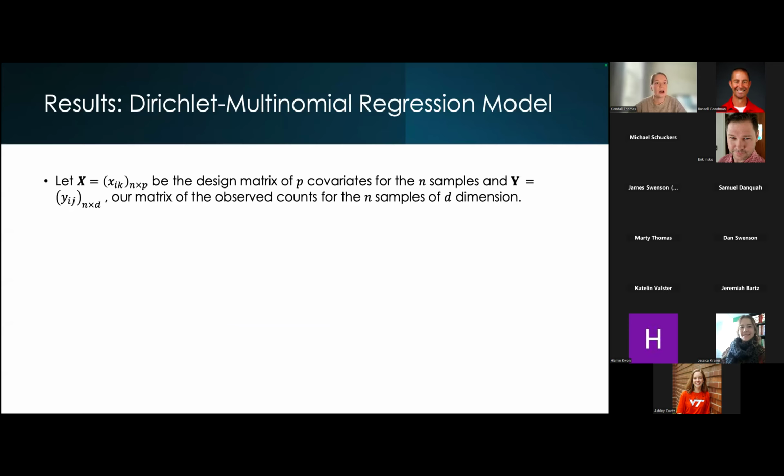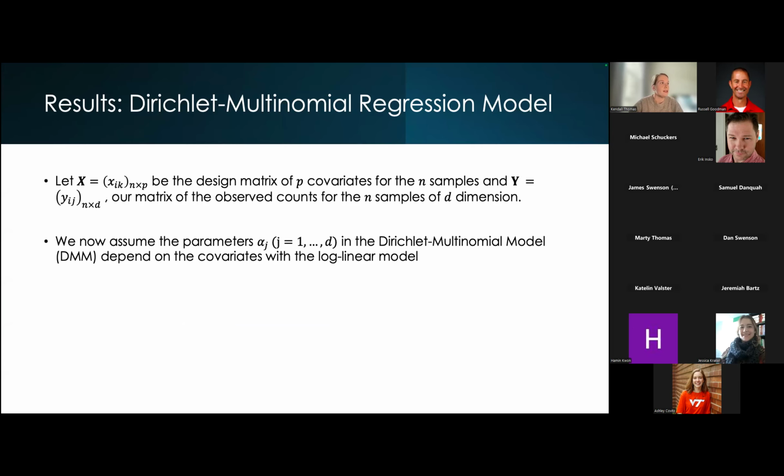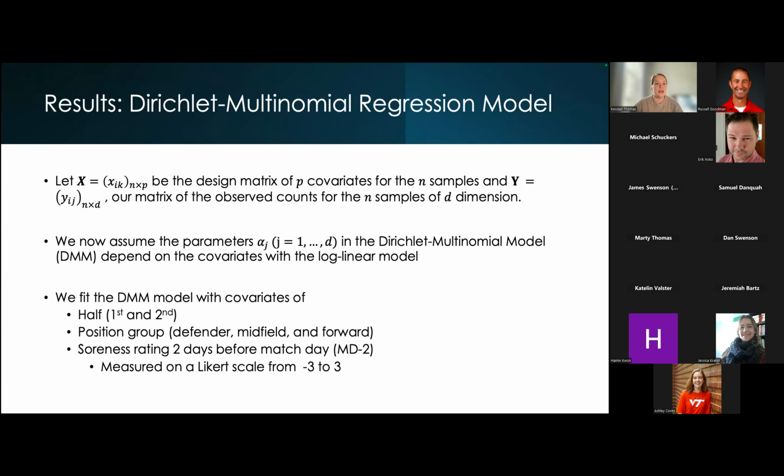So we have our Y matrix that gives all of our observed counts for the N samples. But we can also define an X matrix, which has P covariates of the N samples. So we're going to consider covariates like the half, the position, and some of those daily measures that we have from the players. And so we can now assume that these parameters depend on these covariates with a log linear model. We can then fit our Dirichlet multinomial regression model with covariates of half, position group (defender, midfield, forward), and soreness rating 2 days before match day.